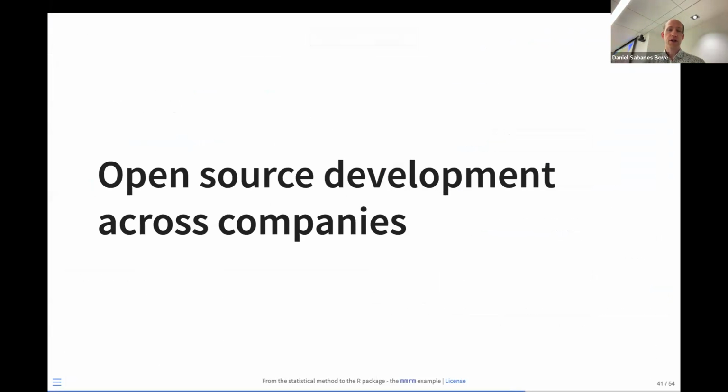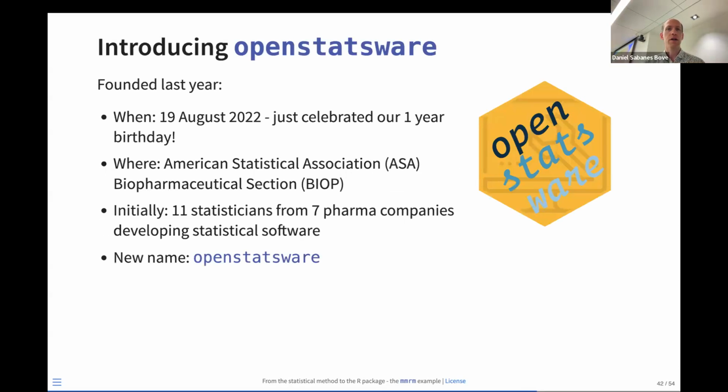So let's talk a little bit more about the open source development aspects of this mmrm package, because that is also a highlight for me personally, how it worked out in the end. It's not just about the end product, but also how we arrived there, what the path was. Here I want to introduce the Open Statsware working group, which was founded a bit more than a year ago. So we just had our first birthday.